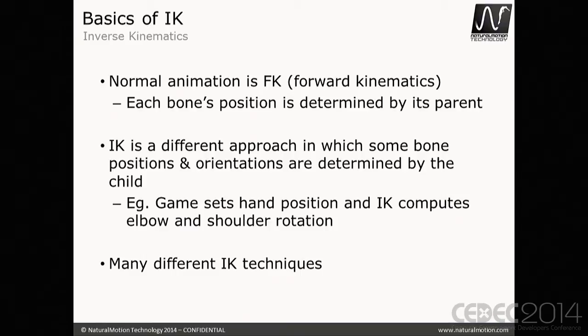So IK is basically a complement to normal animation. Normal animation is what we call forward kinematics, FK, and the position of each bone in the skeleton is determined by its parent. So if I want to know the position that my hand is going to be, I take the position that my elbow has come to, I add on the animation for the next joint, and that produces the result. So you work down the skeleton, rotating the bones to produce the final position.